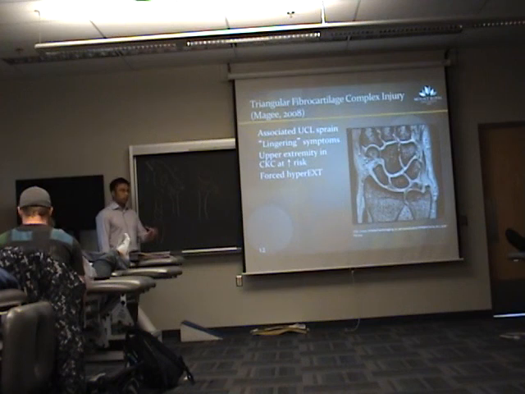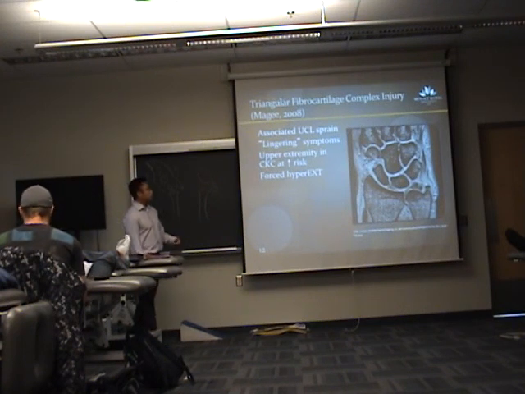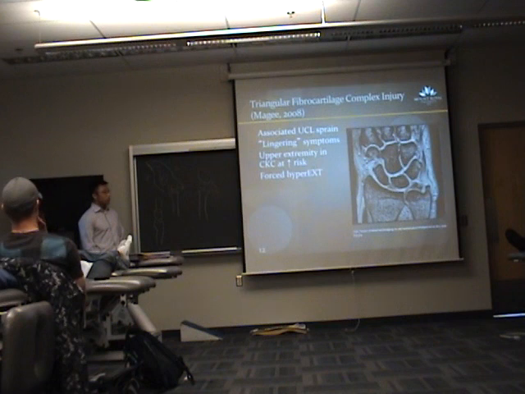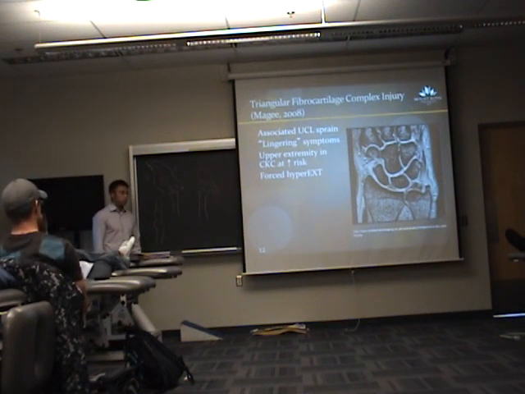TFCC, this is the triangular fibrocartilage complex. Again, at the end of the ulna, we talked about what this structure is for. How it presents, it's associated with an ulnar collateral ligament sprain. Can you get this?